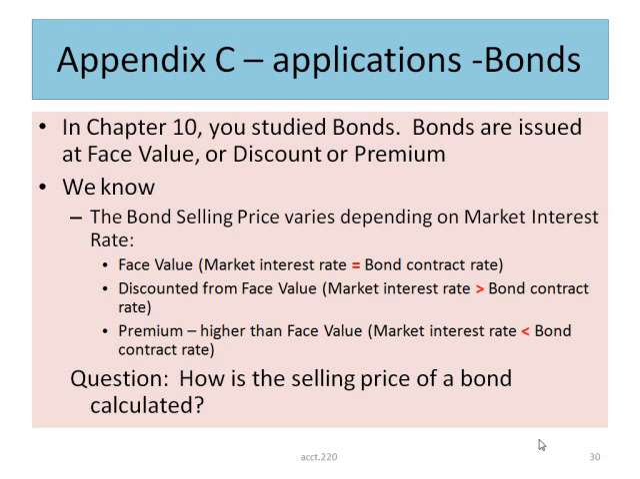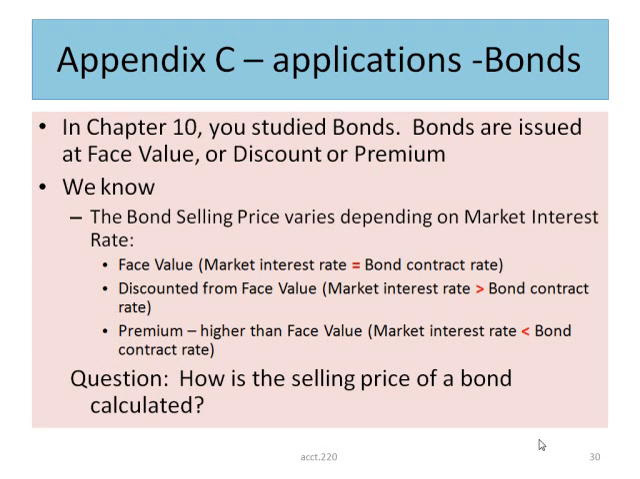In chapter 10, we studied bonds. As a review, bonds are issued at face value, at discount, or premium. The bond selling price changes depending on what's going on in the market. Now remember, if a company needs money and they choose to use bonds as their form of financing, they create a contract, a bond indenture. They decide what the total issuance of the bonds is going to be, $5 million.